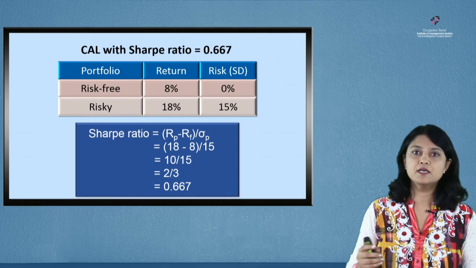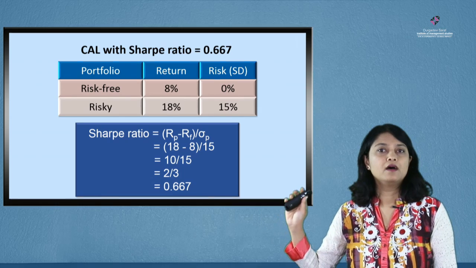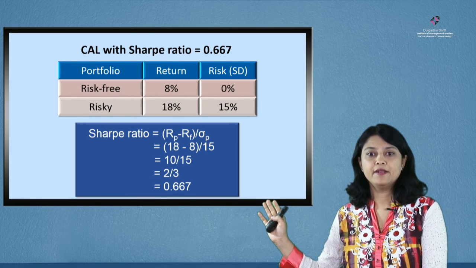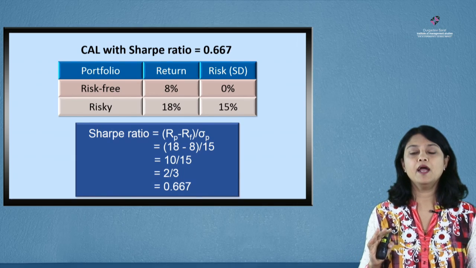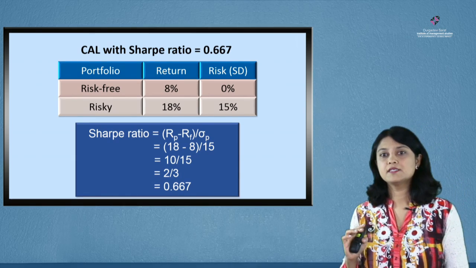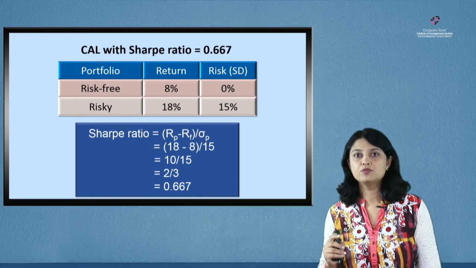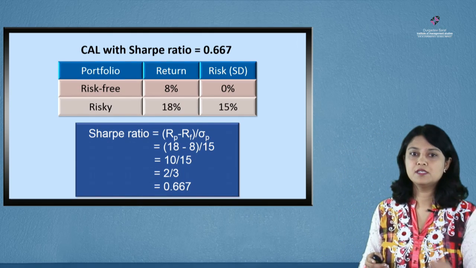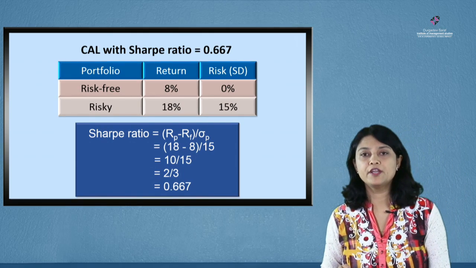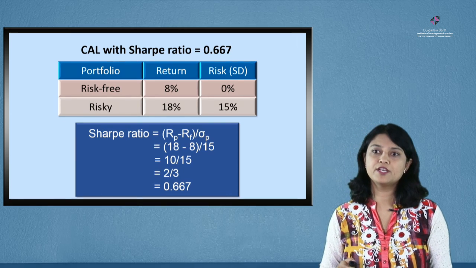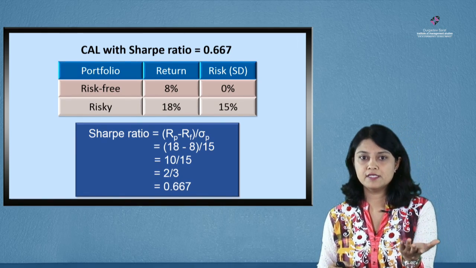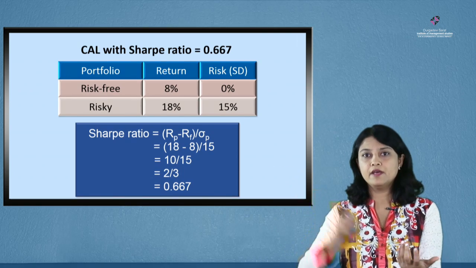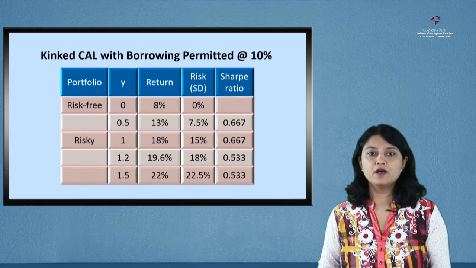As you can see on the slide, we have calculated 18 minus 8 divided by 15 from this table, and we arrive at 0.667 rounded to 3 decimals. So this is the Sharpe ratio for this particular capital allocation line. Now depending on your risk tolerance or averseness, you can move anywhere on this line.